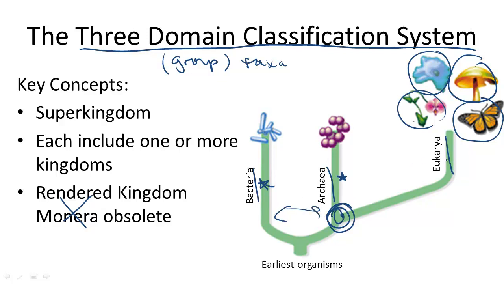And another fact to note is that the domain including eukaryotic organisms, Eukarya, is the most recent to evolve and includes vascular and non-vascular plants, fungi, like yeast, mold, and mushrooms, animals, and protists.